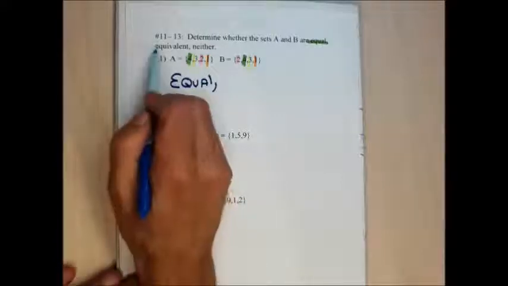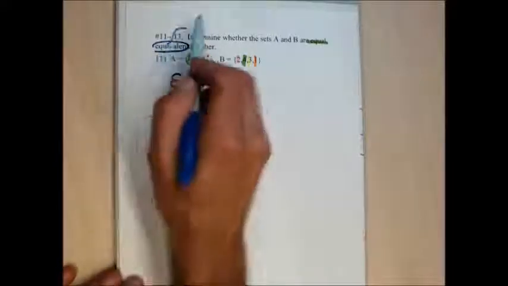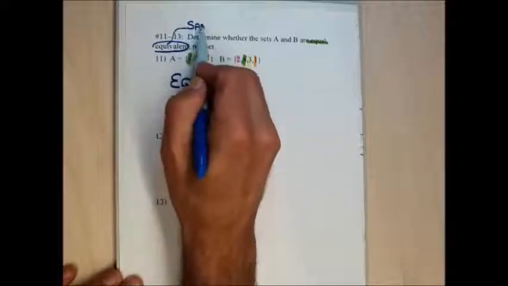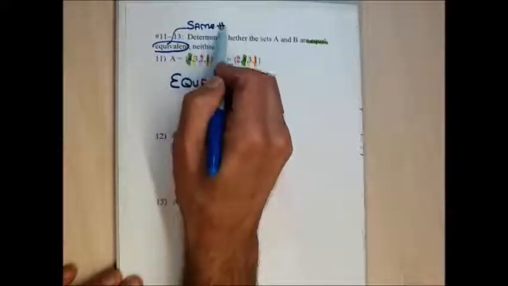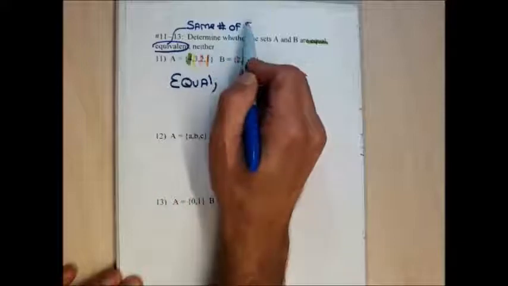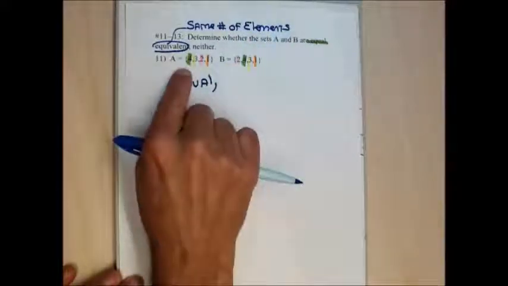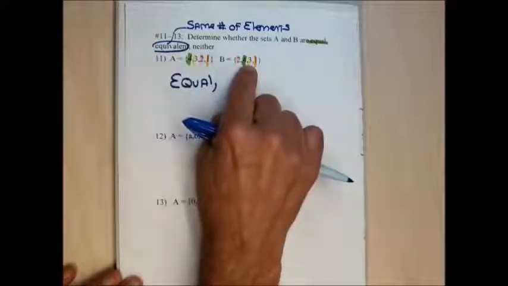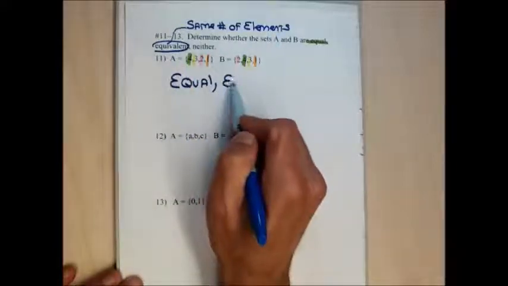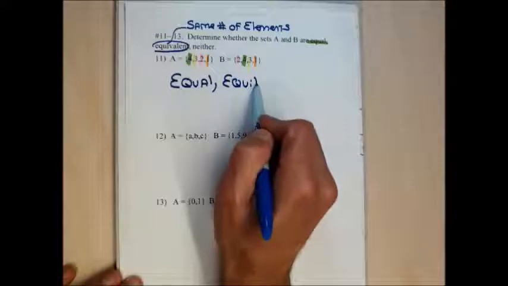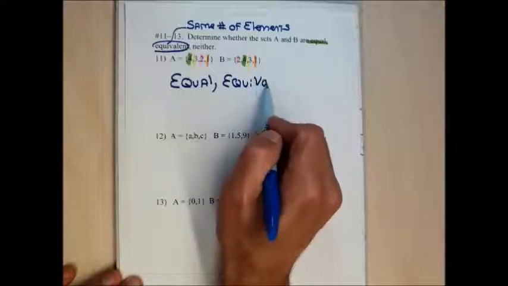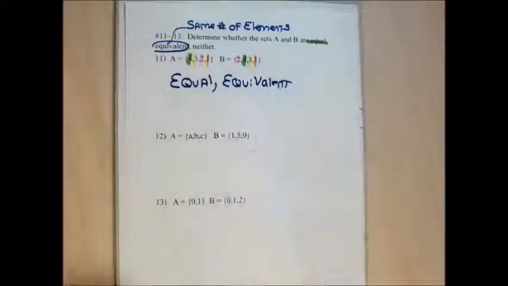To be equivalent, you just have to have the same number of elements. And in question 11, set A has 4 elements, set B has 4 elements. When two sets have the same number of elements, they're equivalent. So for problem 11, the sets A and B are both equal and equivalent. That's the whole answer for 11.